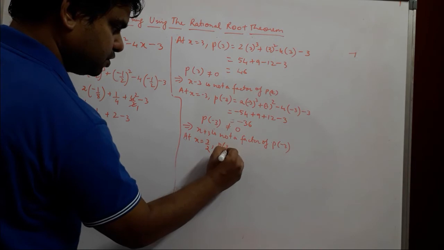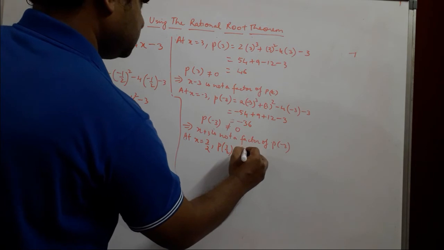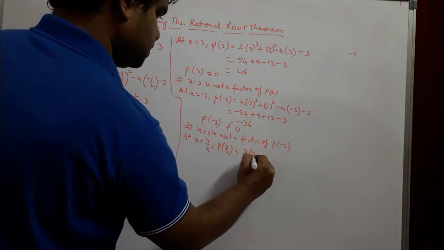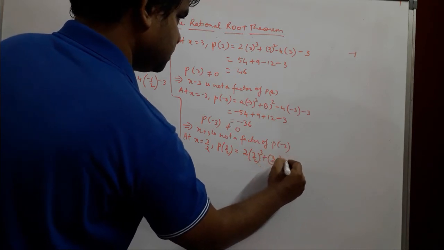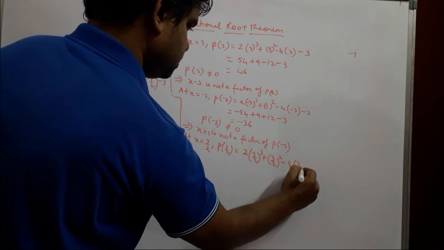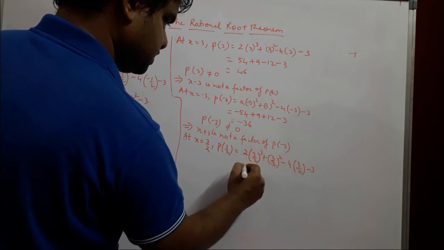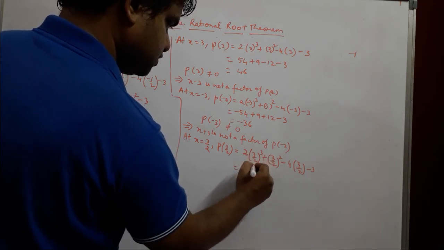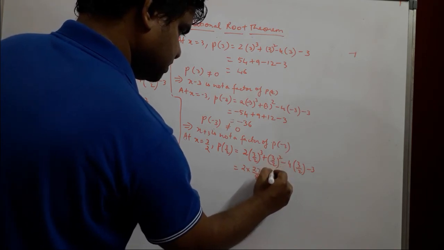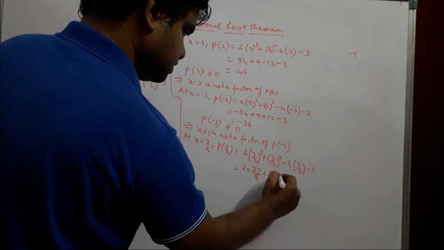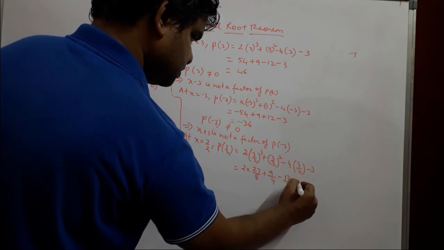P of 3 upon 2 equal to 2 into (3 upon 2) cube plus (3 upon 2) whole square minus 4 into 3 upon 2 minus 3. We will open the bracket first. That will be 2 into 3 whole cube is 27 upon 8, plus 3 square is 9, 2 square is 4, and here this will be minus 12 upon 2 minus 3.